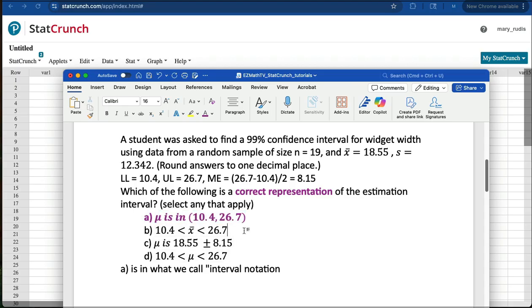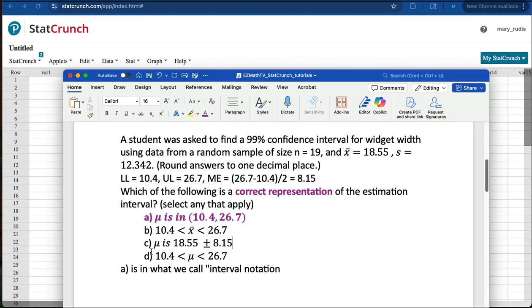Statement B says 10.4 is less than x bar is less than 26.7. That is not correct because we know what x bar is. We're not estimating x bar, we're estimating mu. So that is not a correct statement.